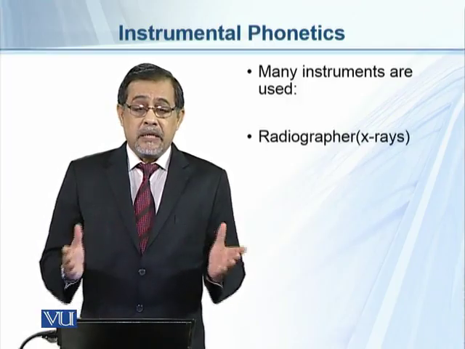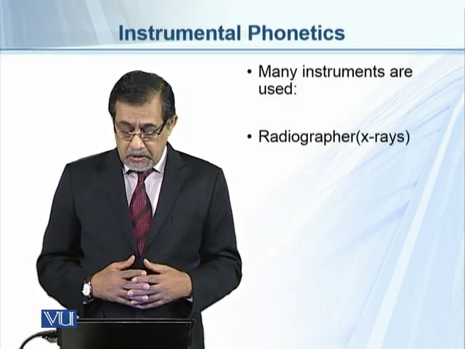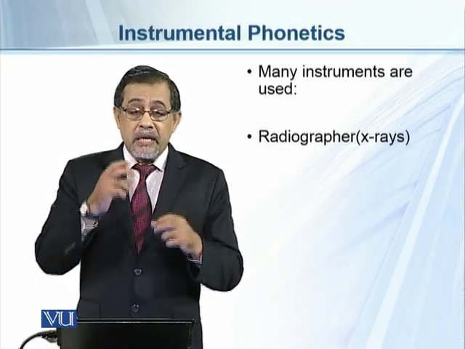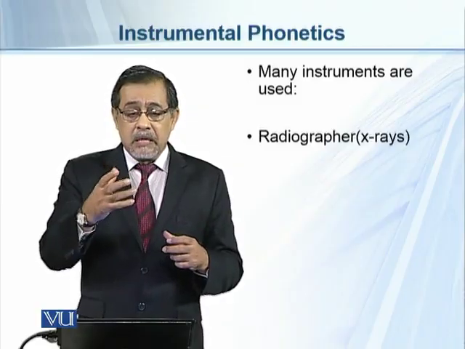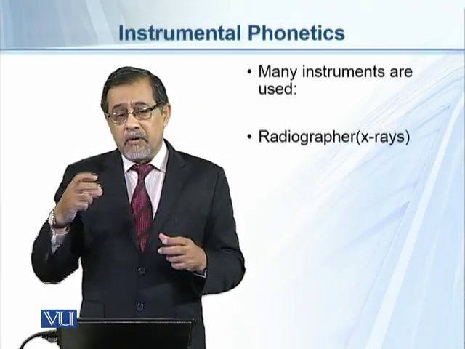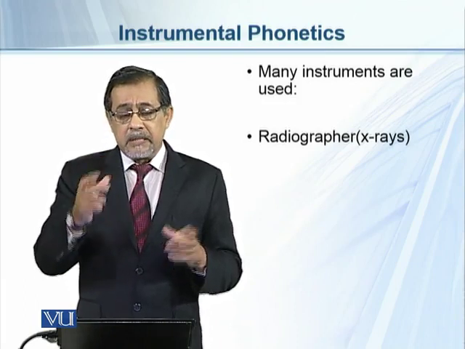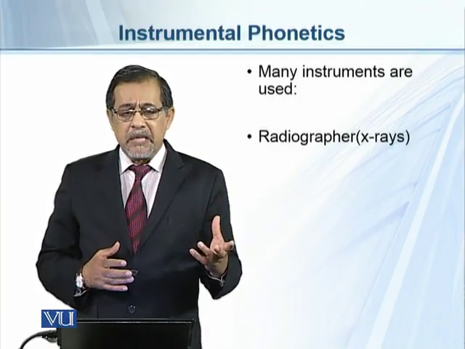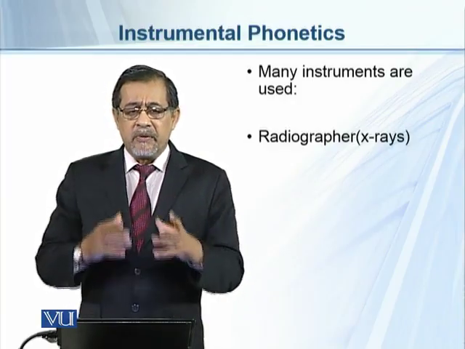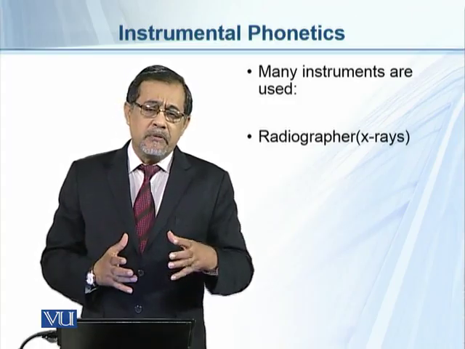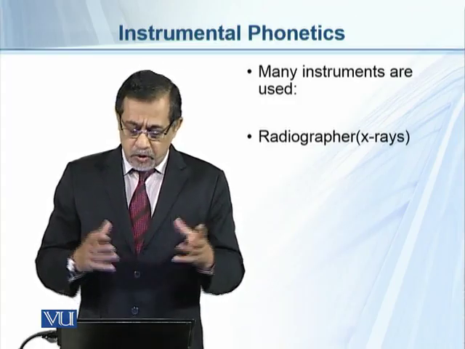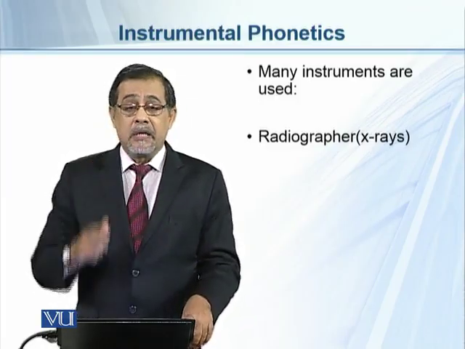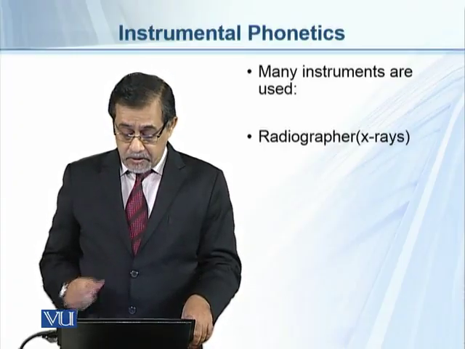So these are the X-ray machines which were used by Daniel Jones first to understand the nature of the vowels, especially because vowels have always been very difficult to understand, contrary to the consonants, which were easier to understand because their place was easier to identify, whereas the place of the vowels was very difficult. So he used X-ray machines to understand the exact nature of the vowels.